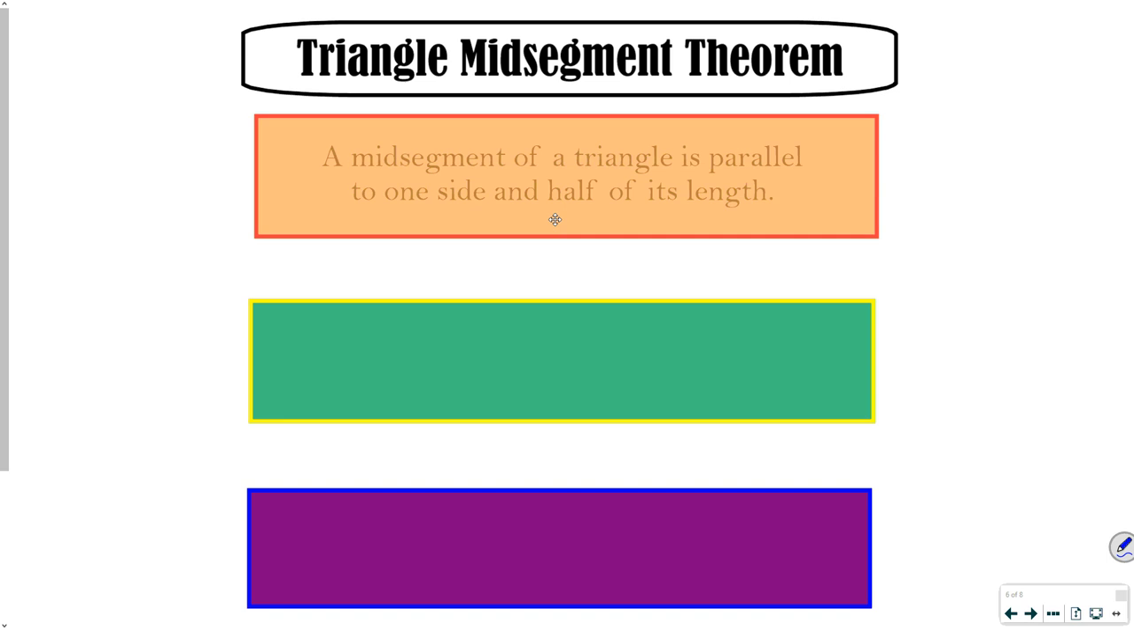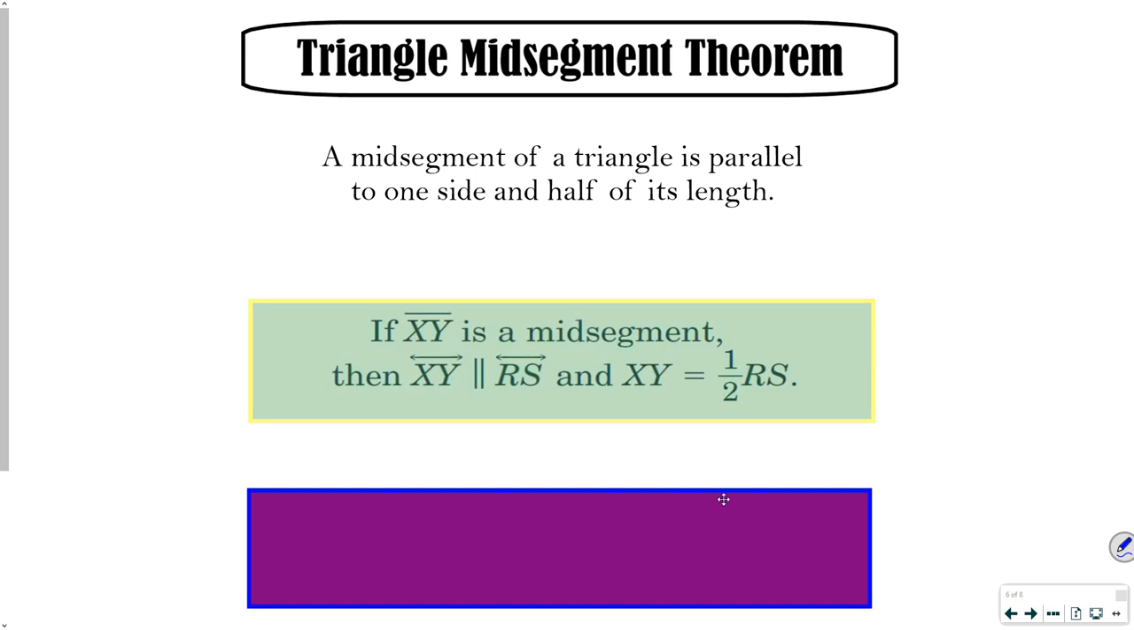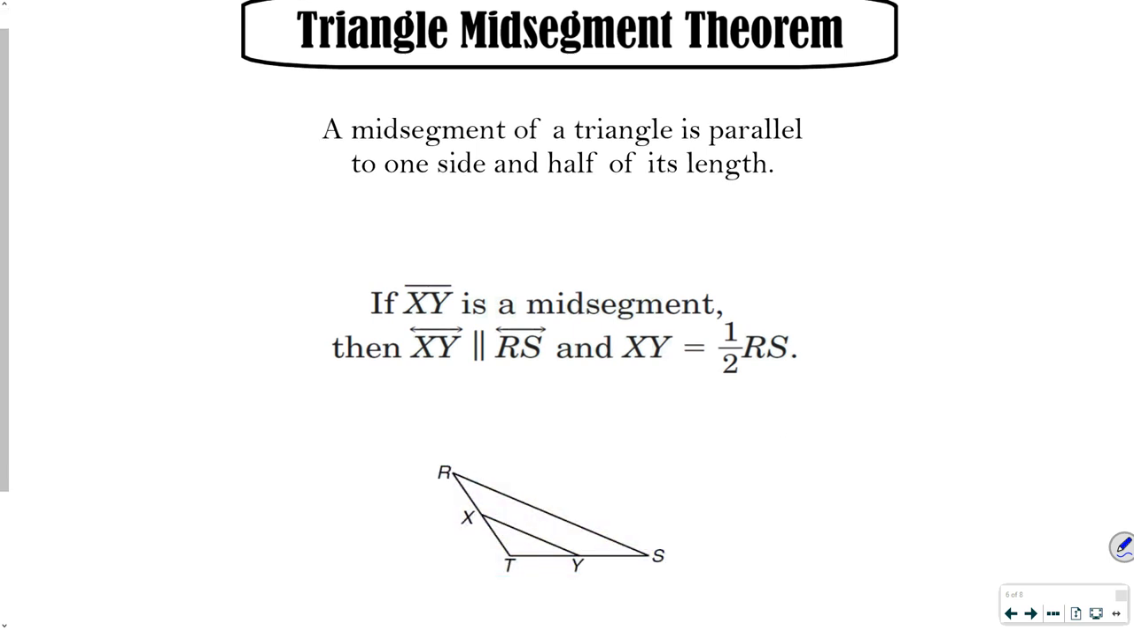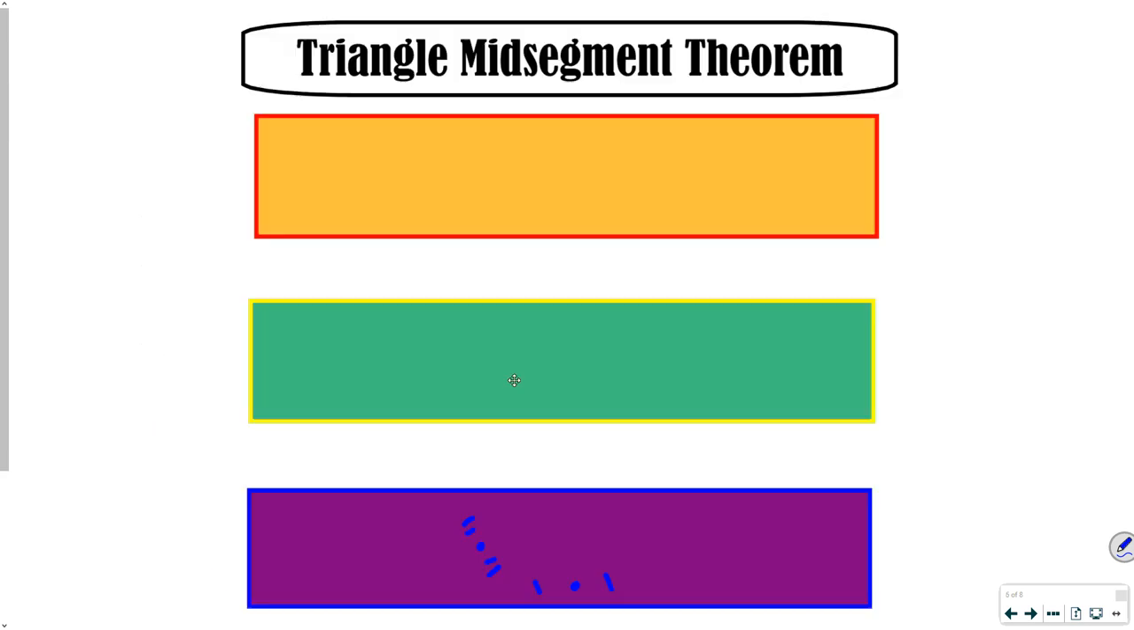Triangle midsegment theorem. Our first one is that the midsegment of a triangle is parallel to one side and half of its length. So if XY is a midsegment, then XY is parallel to RS, and XY is equal to 1/2 of RS. It's almost similar to the median of a trapezoid. If it's a midsegment, it means we're connecting midpoint to midpoint. So this is the midpoint, this is the midpoint. It's saying part to part, just like when we talked about these ones, if we have parts and parts, then they're proportional, which is why we're doing it in this lesson.